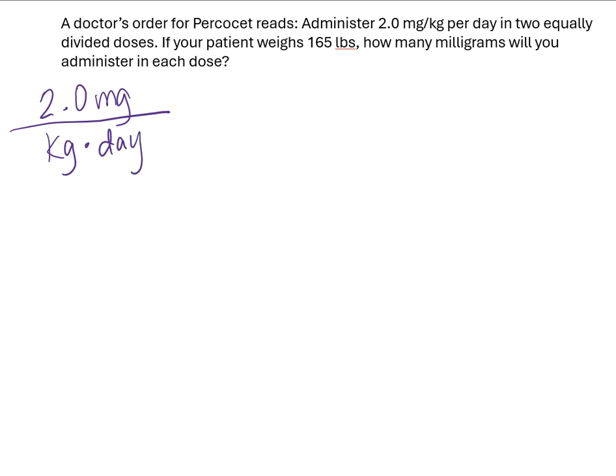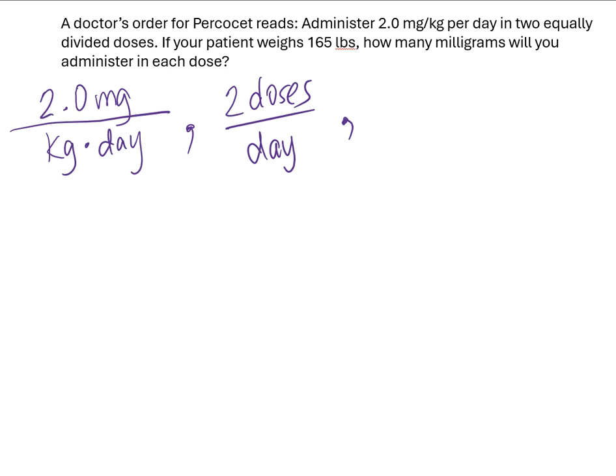So each day, this is how much this person should receive. It also tells us that it is divided in 2 equally divided doses. So they get 2 equally divided doses every day. So we could write that down as well. We can say 2 doses per day.